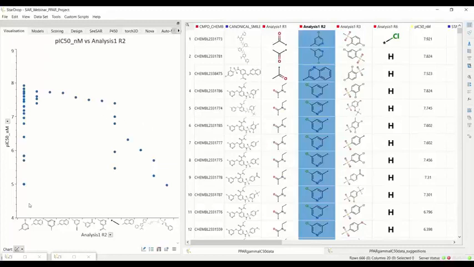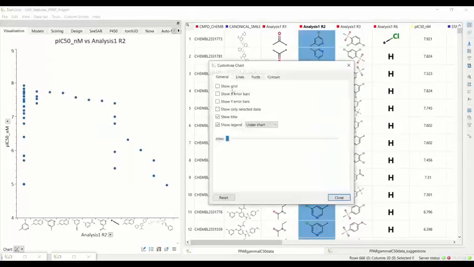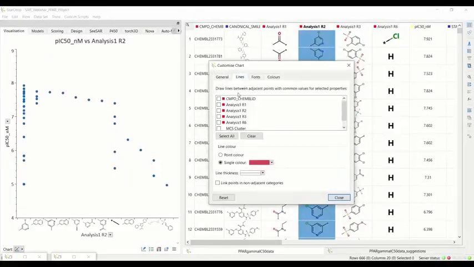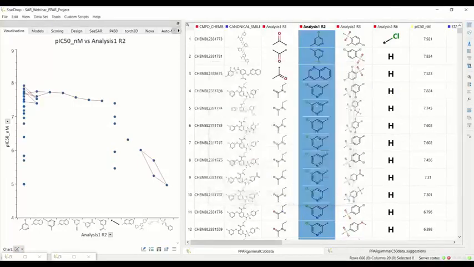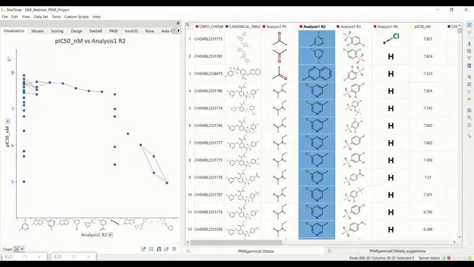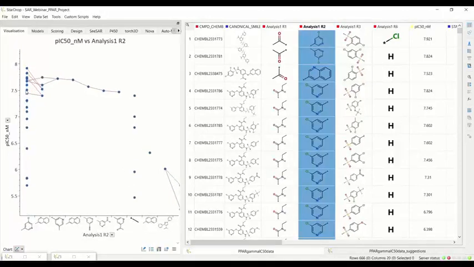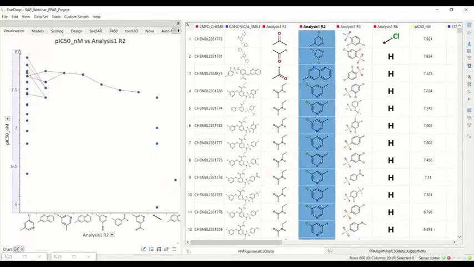Wouldn't it be nice to know what the effect would be of moving from the chloropyridine to the quinoline? One of the new features that we have within StarDrop 7 is that we can customize plots like this by drawing lines between the points that have the same value for other property columns. So in this case, where the R1 substituent is the same between variations in R2. And what I can do is zoom in on this.